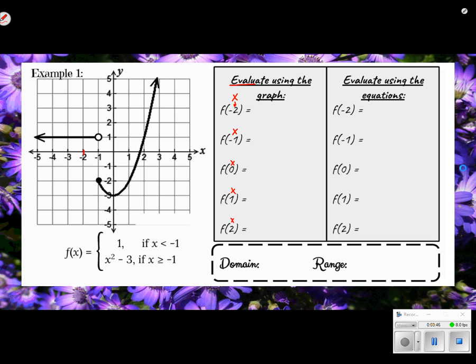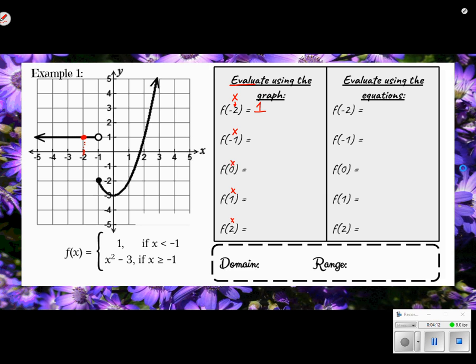That means I need to either go up or go down along that x value and try to figure out where the function lives. And so if I go up, look right there, my function exists right there at that y value of 1. So f of -2 equals 1. So that's what we're looking for if we are looking at this on a graph.